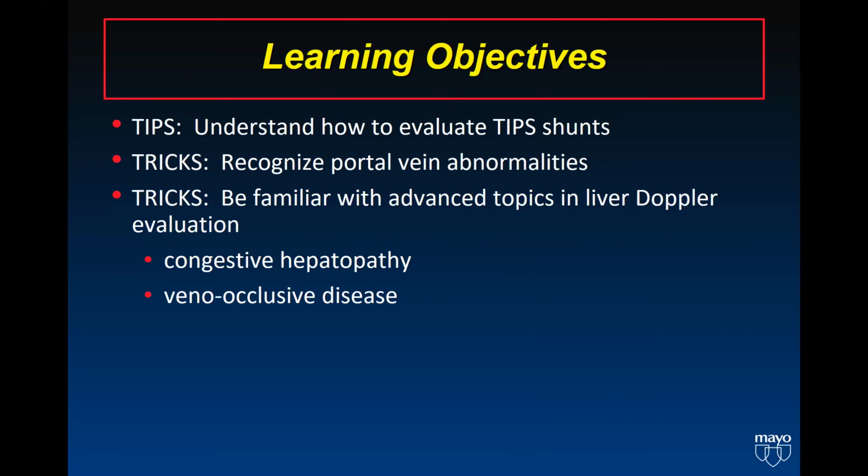So our objectives here, we're going to look at how to evaluate TIPS shunts, and then after that, we're going to look at some tricky cases with respect to the portal vein, and some tricky clinical scenarios where I think sometimes people aren't looking at the right things or they're overestimating what they're looking at.